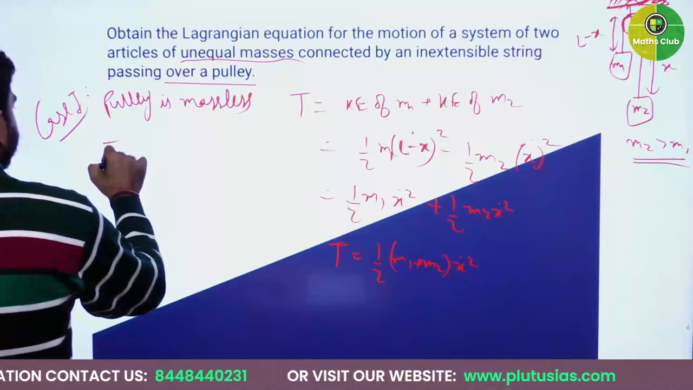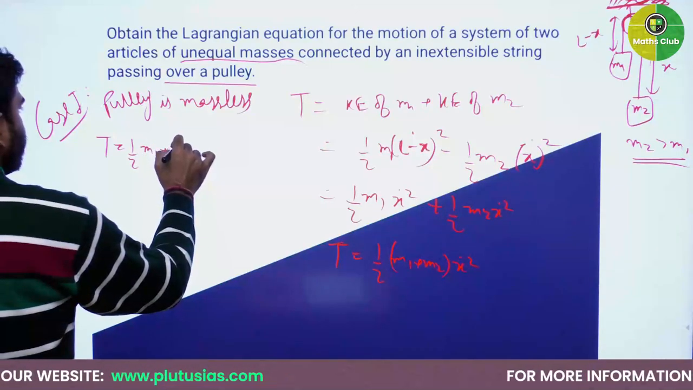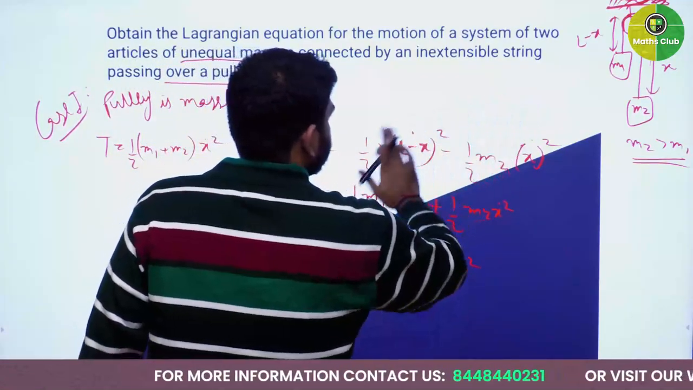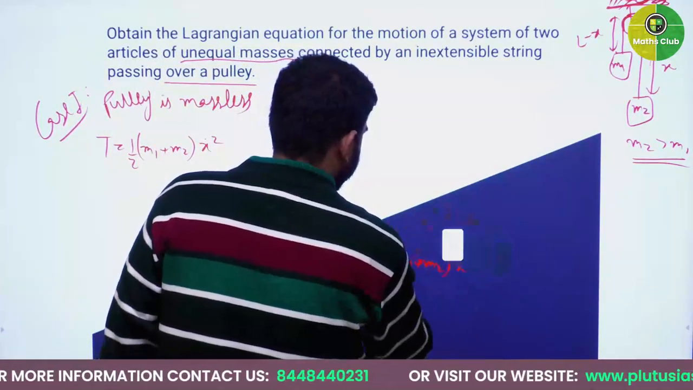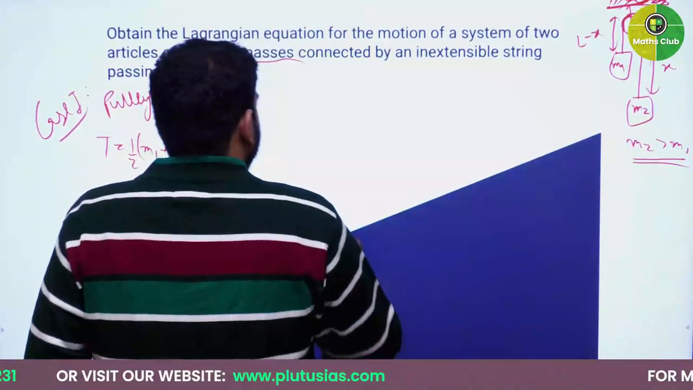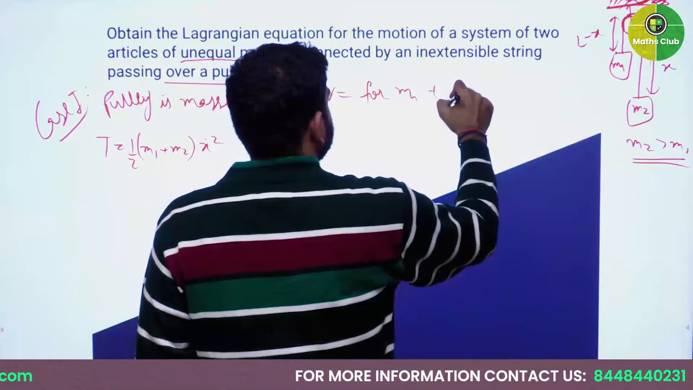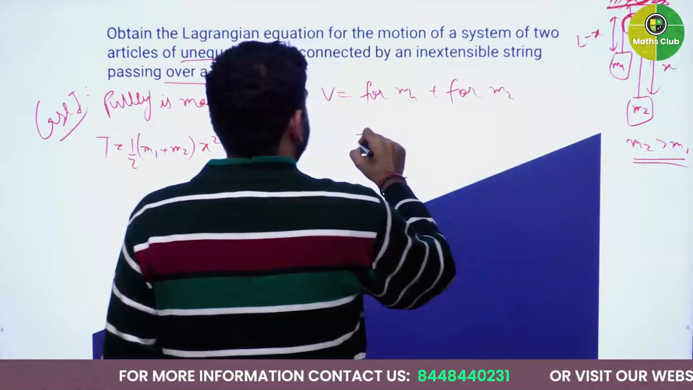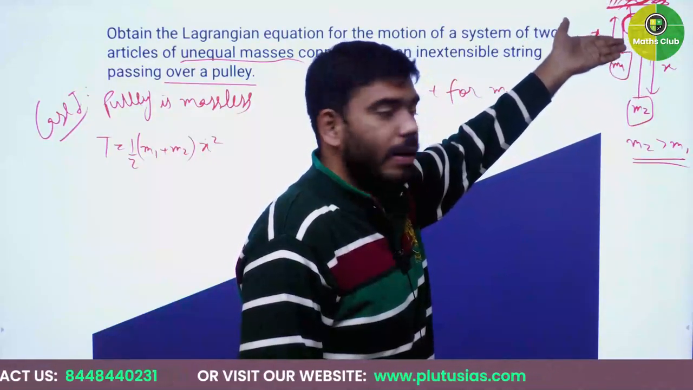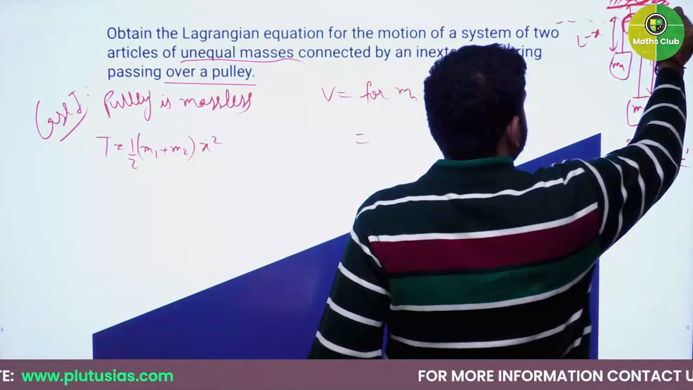Let us write this on the side: the total kinetic energy is half (m1 plus m2) x dot square. Now we have to write the potential energy. There we will do the same thing, writing the potential energy of both. We write the potential energy for mass m1 and for m2. Clearly, if this is the reference line, the particles are at a depth of L minus x and x from the reference line. Let us imagine this is the reference line where the potential energy is zero.